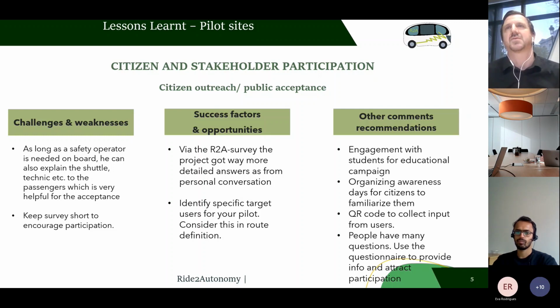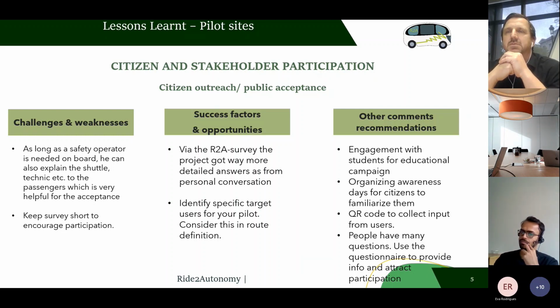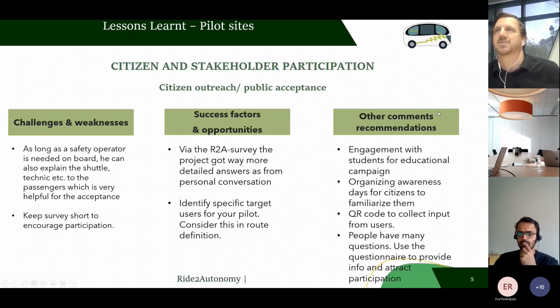So success was the R2A survey, that it was thorough enough that you got very detailed answers and feedback, and to identify specific target users for your pilot and consider this in route definition. And this seems really useful. It seems like the younger crowds were very welcoming to it, and people that actually got to experience it, and this was explained to them. It will come up later, but the negatives seem to have come from social media or people who had not experienced the service.